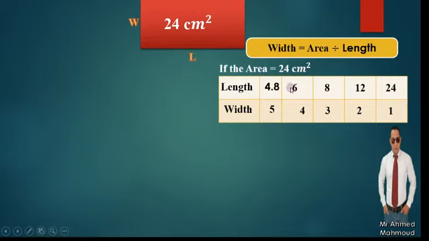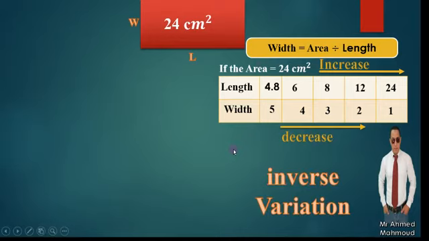Here, looking at the length 4.8, 6, 8, 12 and 24, it increases. And the width 5, 4, 3, 2, 1, it decreases. So the relation in that example is an inverse relation. Okay, now I have explained the inverse and the direct relation.